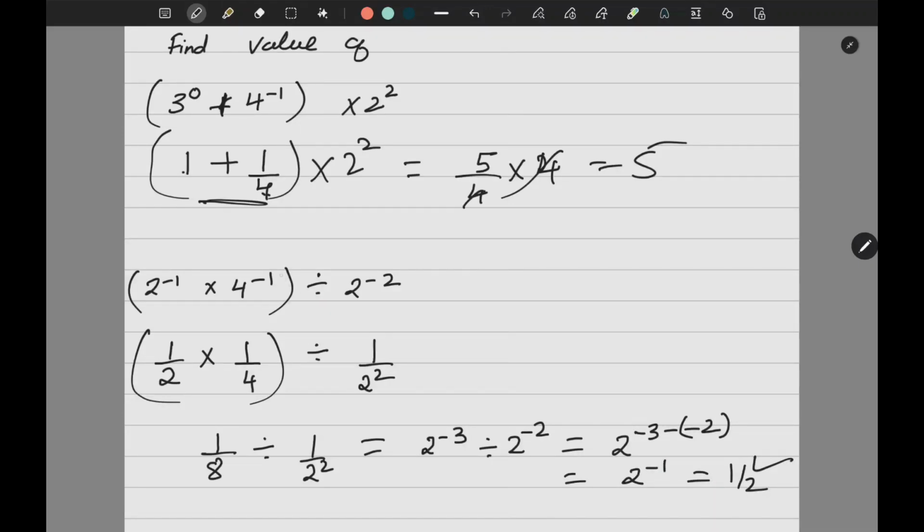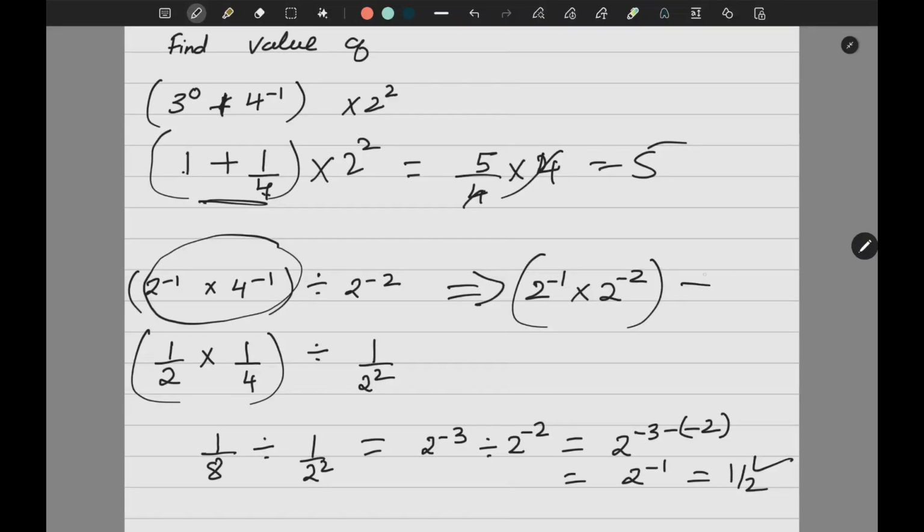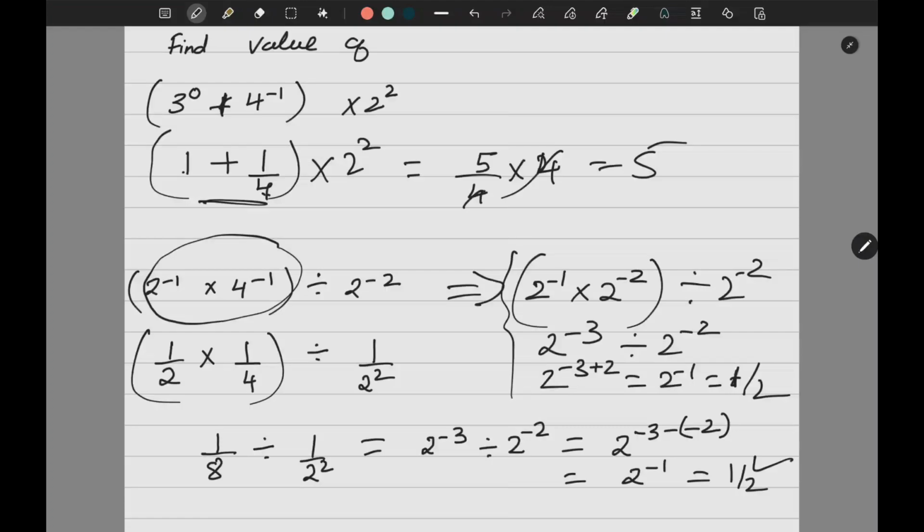Here only I could have actually done this. See, here only I could have written this 2 to the power minus 1 into 2 to the power minus 2 for the square, and then divided by 2 to the power minus 2. So this will become 2 to the power minus 3 divided by 2 to the power minus 2. So 2 to the power minus 3 minus of minus 2, that is plus 2, and 2 to the power minus 1, which is 1 by 2. So different approach but the same answer. This is a much smarter approach. Okay. Now let's see the next set.